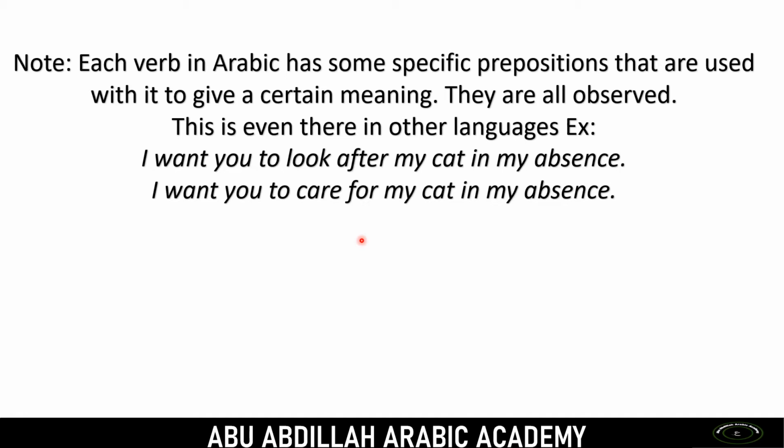And again, these are all observed. This is what the linguists have observed. The ancient Arabs use these, and they observed that, for example, if a verb is there, it would have a particular set of prepositions that are used with that verb to give different meanings. Again, in the next few slides we'll look at some examples of that, but I wanted to highlight that.